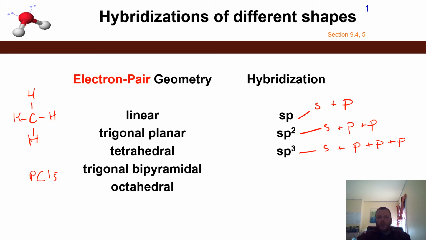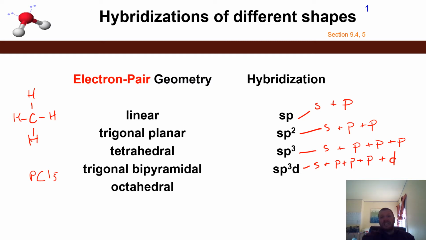So sp3 hybridized is your tetrahedral molecule. A trigonal bipyramidal is going to be one that's sp3, but then it's something else. It's going to include another orbital, and when it comes to that next level orbital, it's going to be a d orbital. So you've got sp3d hybridization. What that means is that this is an s orbital plus all 3 of your p orbitals, plus the next is your d orbital.